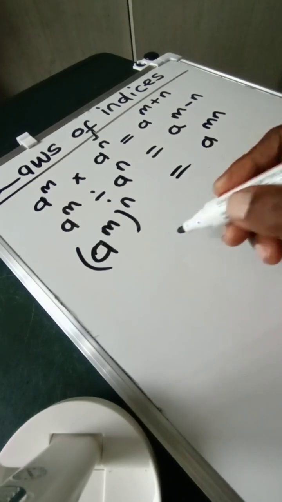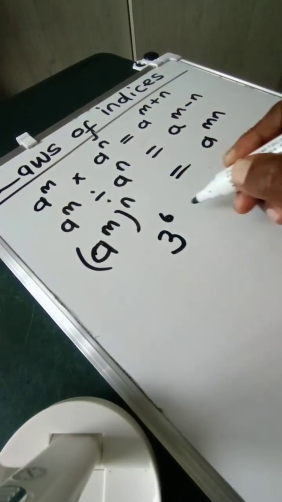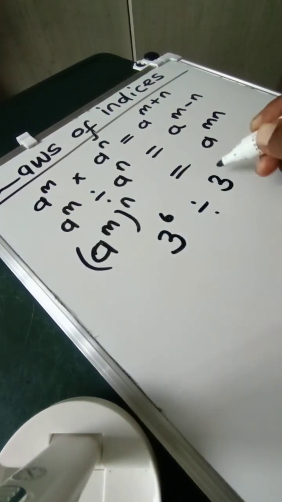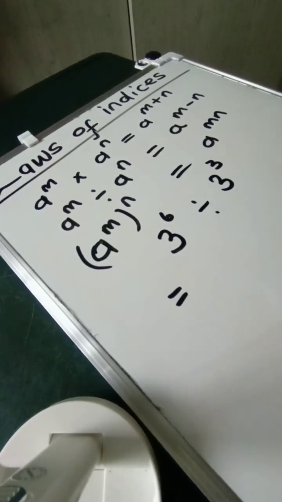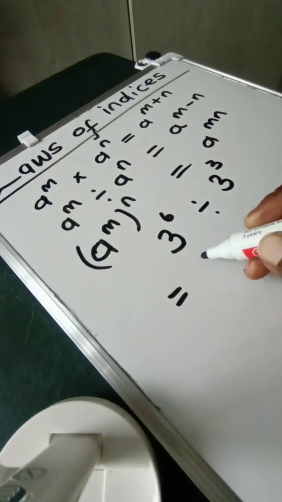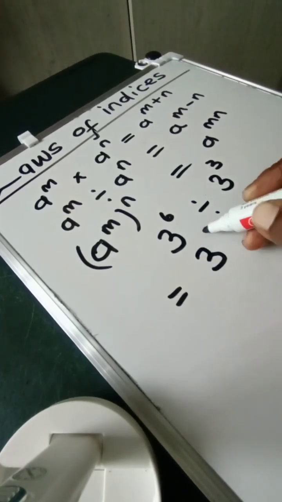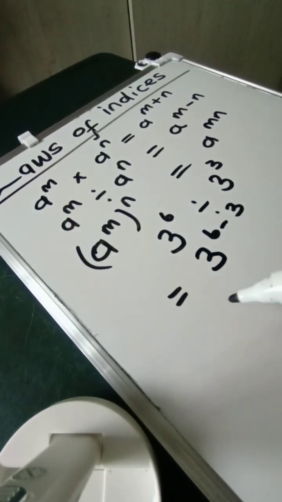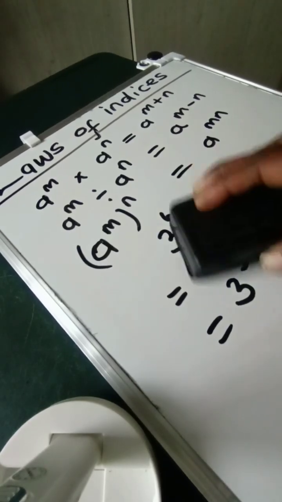If we have 3 to the power of 6 divided by 3 to the power of 3, as you can see, we have 3 as our common base. So it means we can just use the second law and just subtract the indices. 3 to the power of 6 minus 3, which is equal to 3 to the power of 3. 6 minus 3, that's 3. Okay, let us have another example.